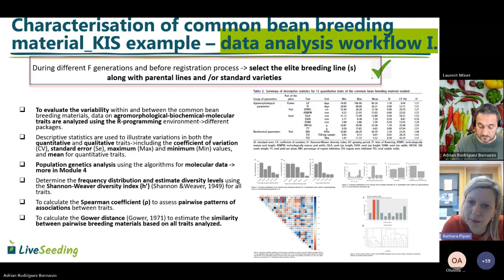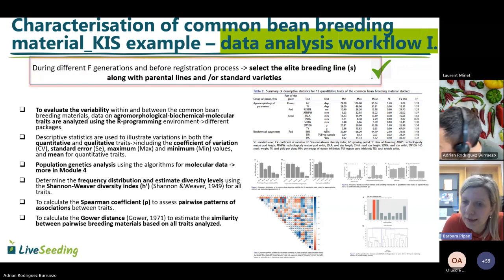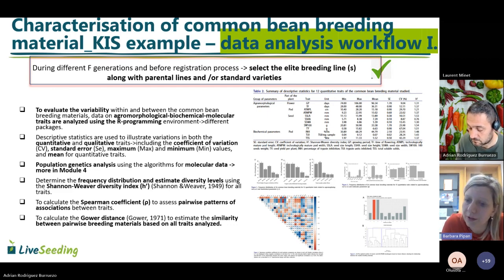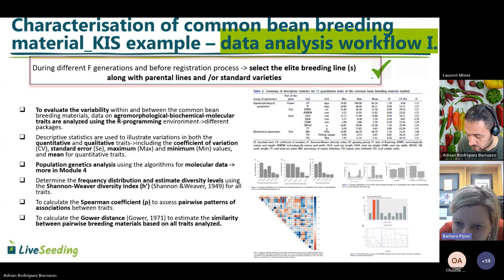So in this table on the top right, you will see an example of the different agromorphological parameters and biochemical parameters which were measured on flowers, on pods, on seeds, and different traits, so qualitative traits and quantitative traits, and the different units of measure. And then we provide the minimum, the maximum, the mean value, the standard deviation, the coefficient of variation, and as well the Shannon-Weaver diversity index.